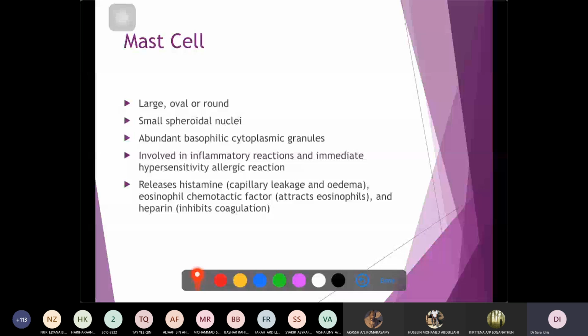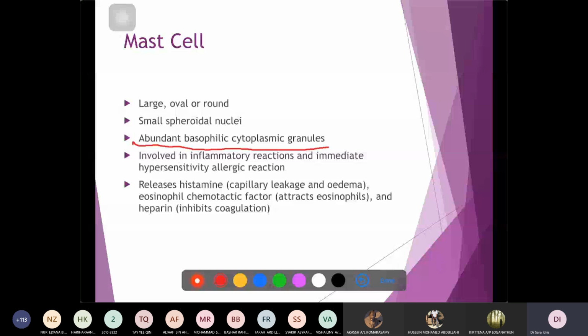So mast cells are large oval or round cells. They have a nucleus, but it's small and spheroidal in shape. But what is most important about a mast cell is that it has abundant basophilic cytoplasmic granules. Basophilic means that it appears purplish blue.